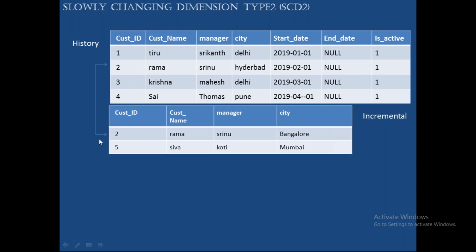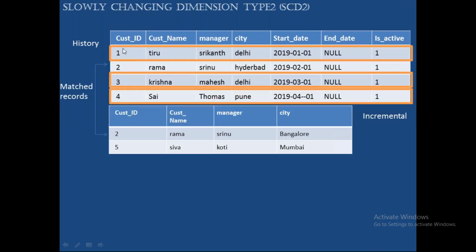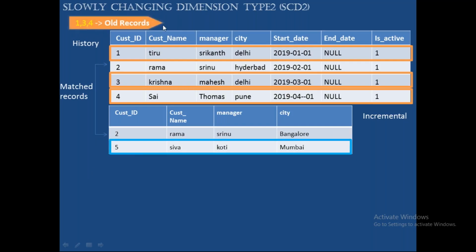Then you need to insert the new record, Rama Srinu Bangalore, with the time from which he started living in Bangalore. The end date we don't know, since we don't know till what time he is going to be in Bangalore, so you just mark it as null, and is active you put as 1. So when you insert this new record, you put it as 1. Is that clear? Here the matching record is 2. 1, 3, 4 are the old records, 5 is the new record coming from the source, and 2 is the updated record.